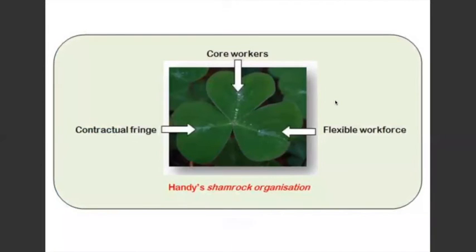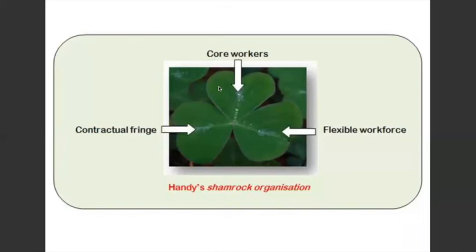And lastly, we see the so-called Handy's Shamrock organization, which is the theory by Handy, arguing that organizations face continual change and therefore need to adapt accordingly. The changing organization comprises three different leaves or types of workers, which can be seen here.